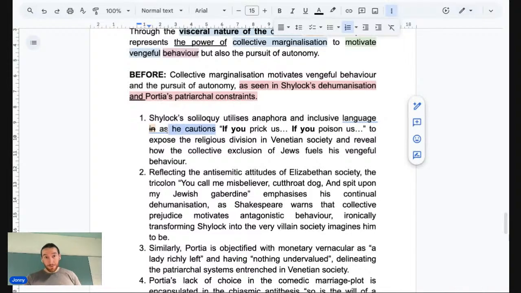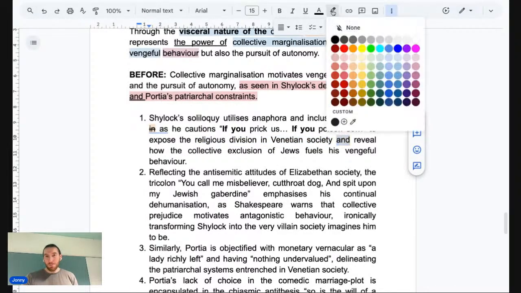That's just an example. To expose the religious division in Venetian society, okay, if you prick us, if you poison us, does the anaphora and inclusive language, how does that relate to religious division? If you prick us, if you poison us, I guess you and us, is that what you're saying? Us, the religious division, I can see that. But you kind of just drop that. So you say, okay, there's a religious division. Then you say the word and, and that's the main thing I would pull you up on there.